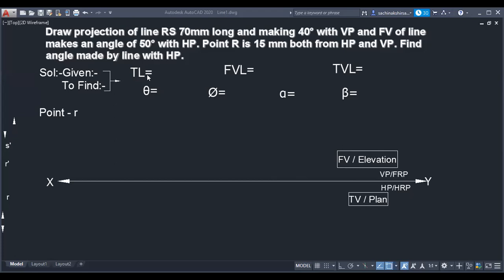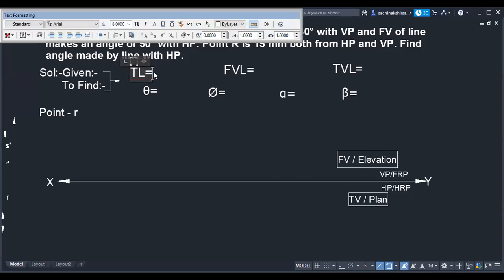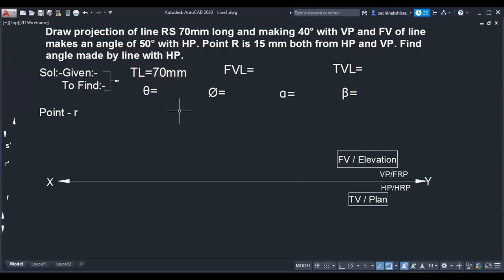So I will write whatever parameters are given. What is given is most important. First, 70 mm, true length is given. Again, what is given? Making 40-degree angle with VP. So is it alpha or theta? Phi.